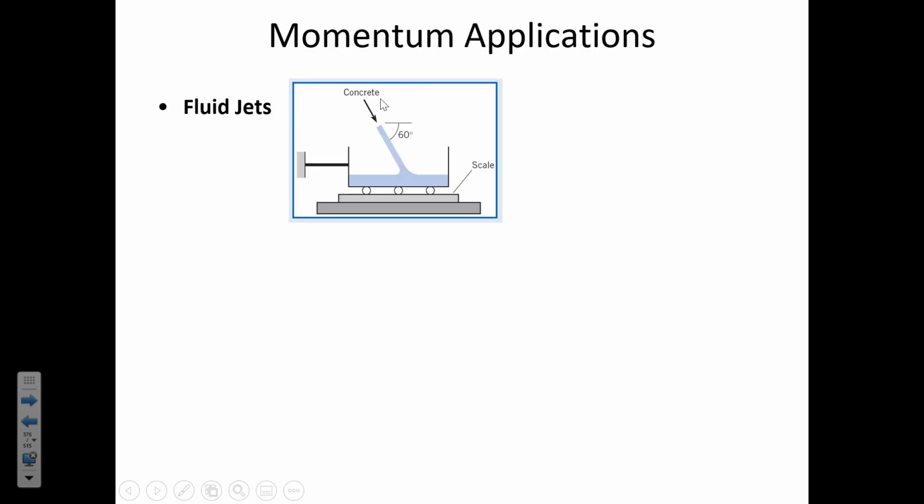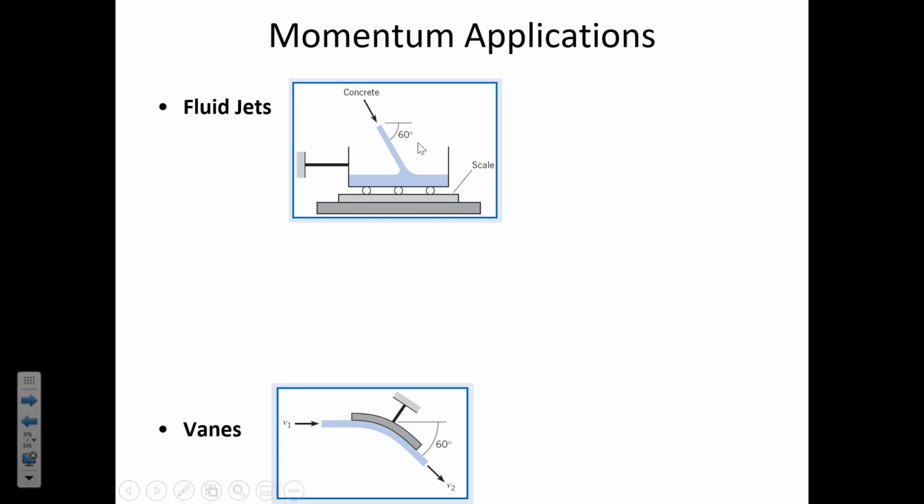Okay, so today we'll do fluid jets and vanes. And in the case of fluid jets, ordinarily the problem type is that some stream of fluid is being intercepted, meaning it's stopping, or we want to find out the amount of momentum flow from the jet itself. In the case of vanes, it's usually just redirecting an inflowing stream in some other direction.